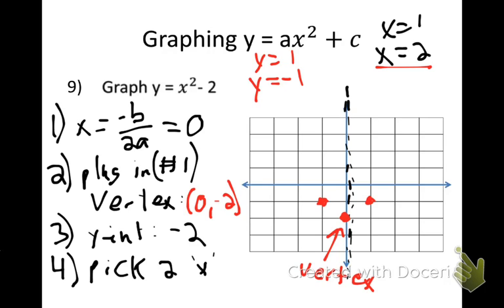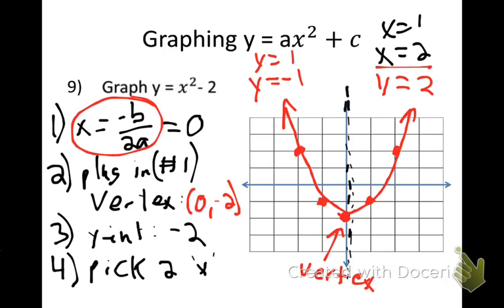When I plug x equals 2 in, I get y equals, what was y equal, Lane? Plug in x equals 2, y comes out to equal 2. So I plot 2, 2. And I do the reflection. And there's my graph right there. Okay? It all comes down to having this part right here, though. You need to find the axis of symmetry.